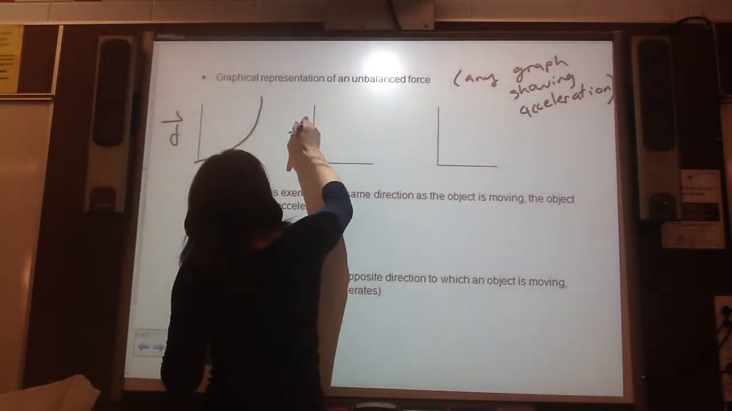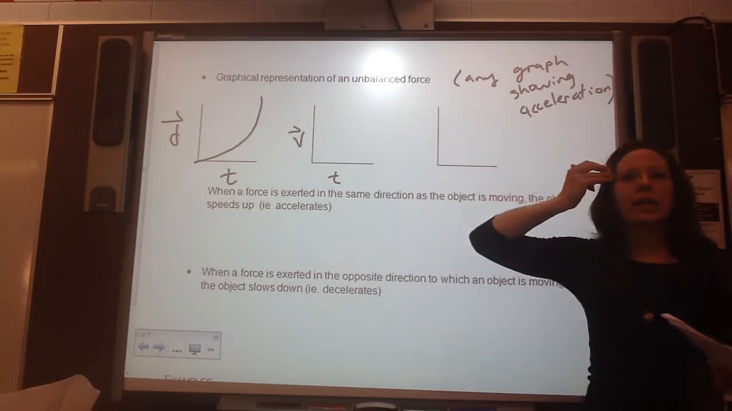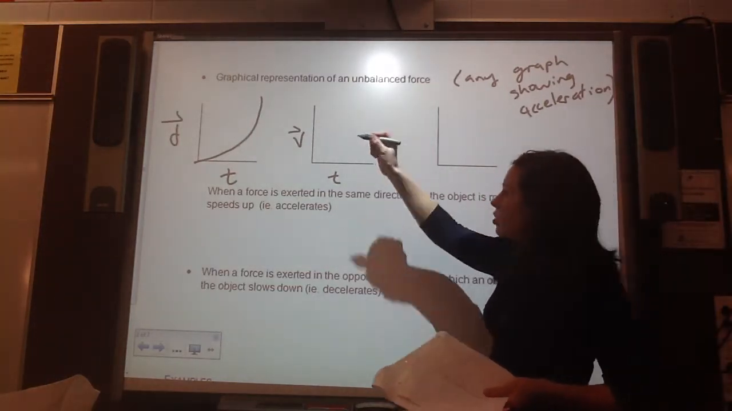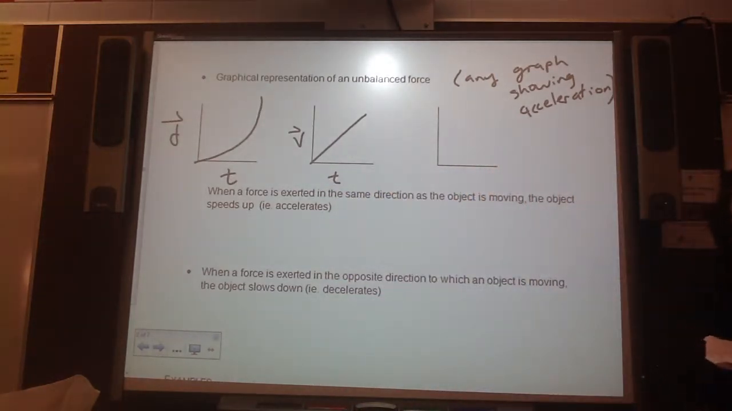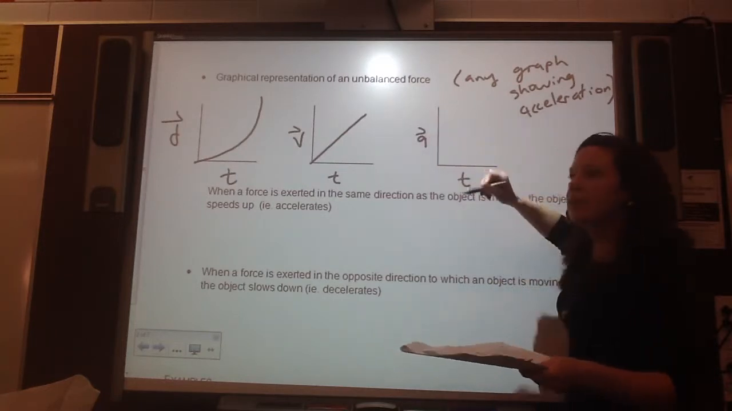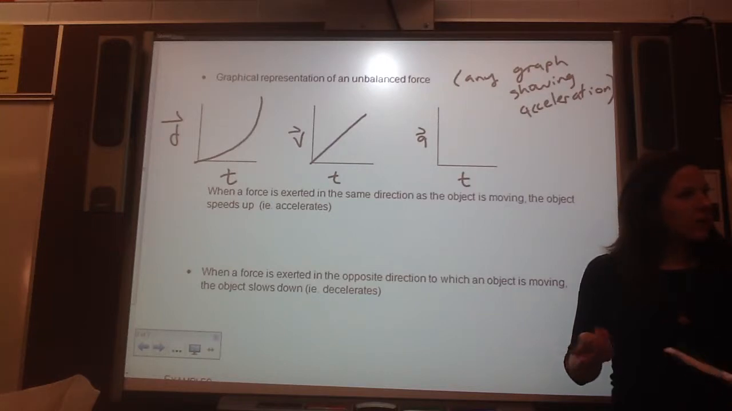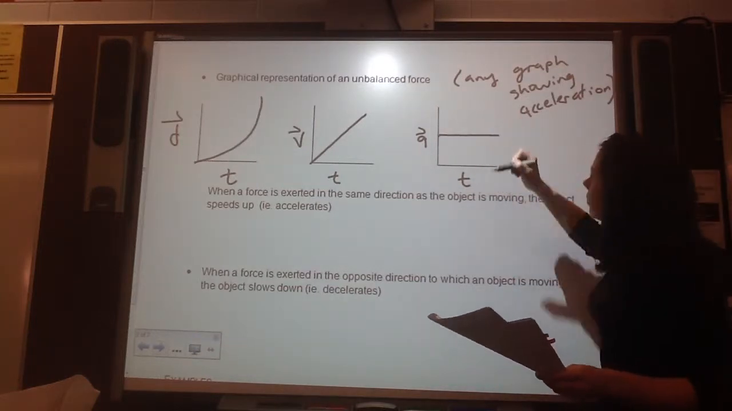Let's try a v-t graph. What's a v-t graph look like? As time progresses, velocity will increase, so it's just a straight line. Let's assume we have constant acceleration. If I'm accelerating at the rate of 3 meters per second squared, what's my graph going to look like? Straight across. Very good.